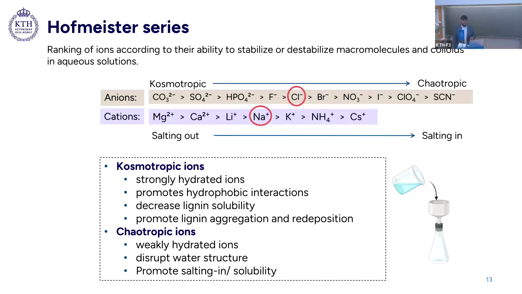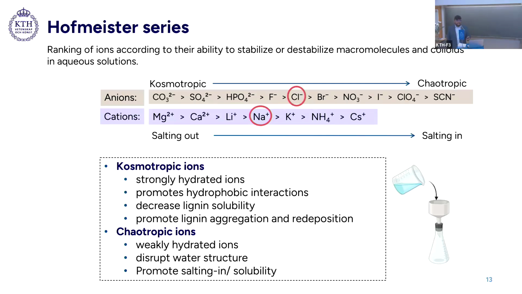Hydrated ions promote hydrophobic interactions, decrease lignin solubility, and also promote lignin aggregation and redeposition. Whereas chaotropic ions, weakly hydrated ions, disrupt water structure, and also promote salting in and solubility.